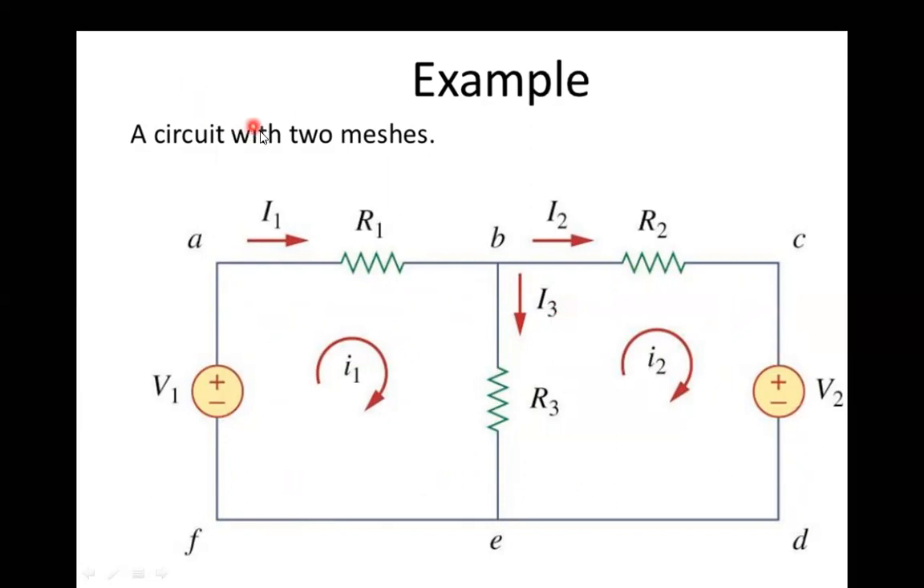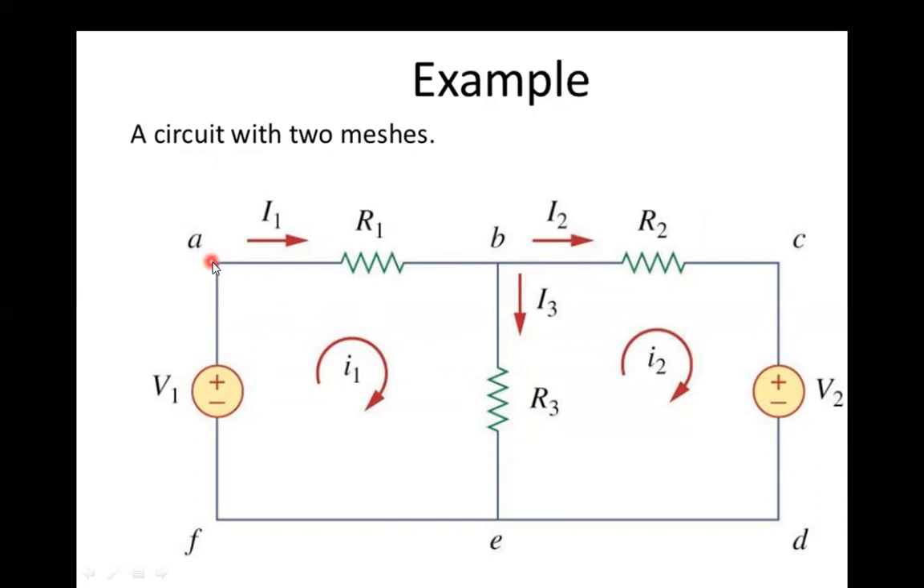So this circuit has two meshes, this is mesh 1 and this is mesh 2. And we have taken impedances R1, R2 and R3. The current flowing in this particular branch we have taken as I1, and here it is I2, the current flowing in this branch. And this is I3.